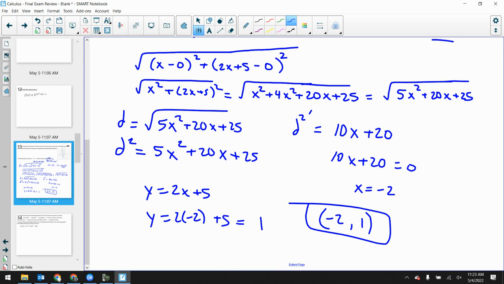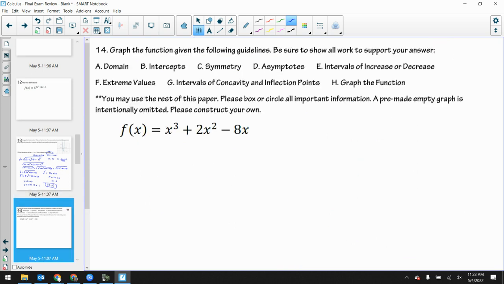Alrighty, let's do another one of those types. Oh no, I lied. 14 is the graphing one, and then we actually get back to minimizing or maximizing something. Algebra, you rationalize denominators, right? Yes. Okay. Yes.